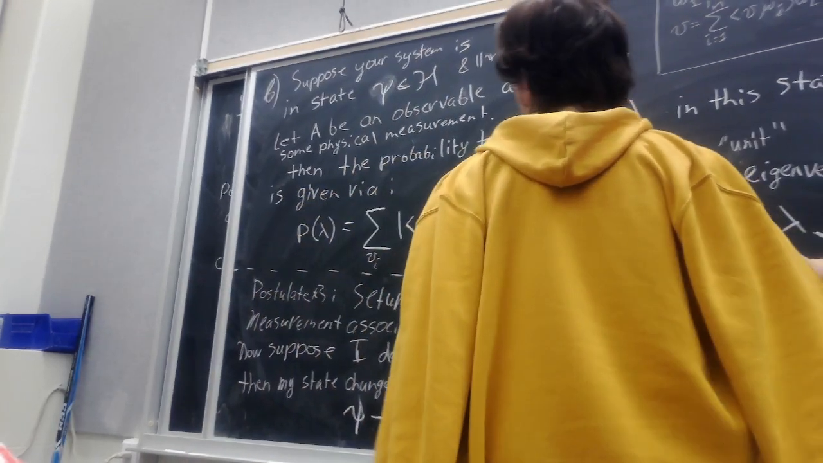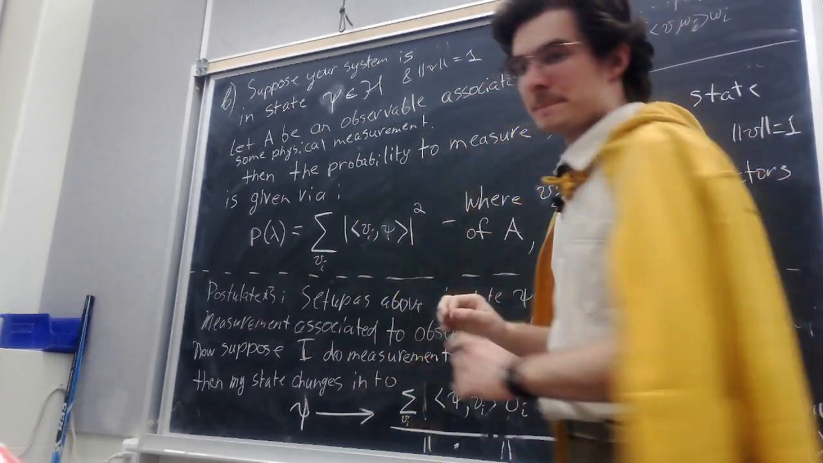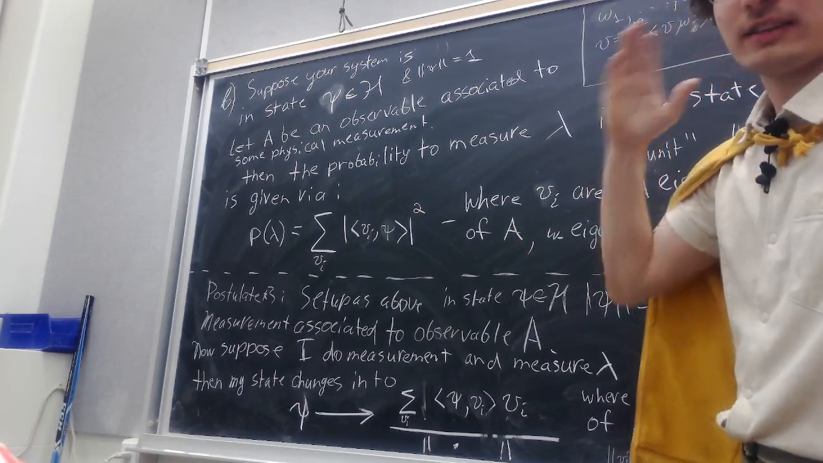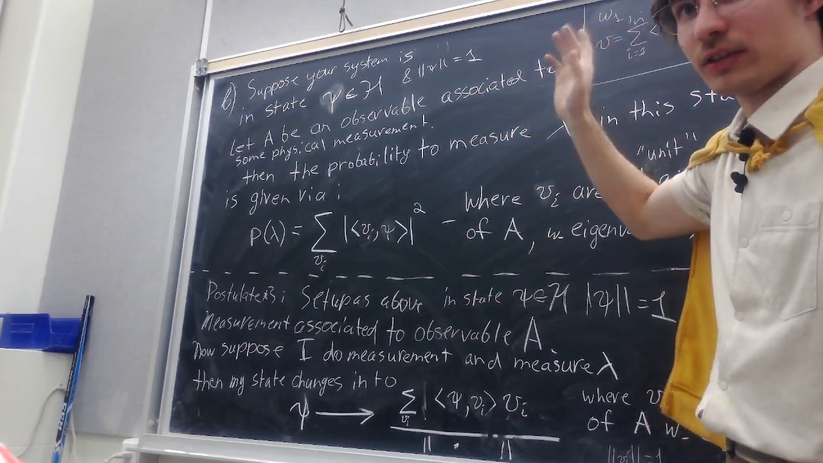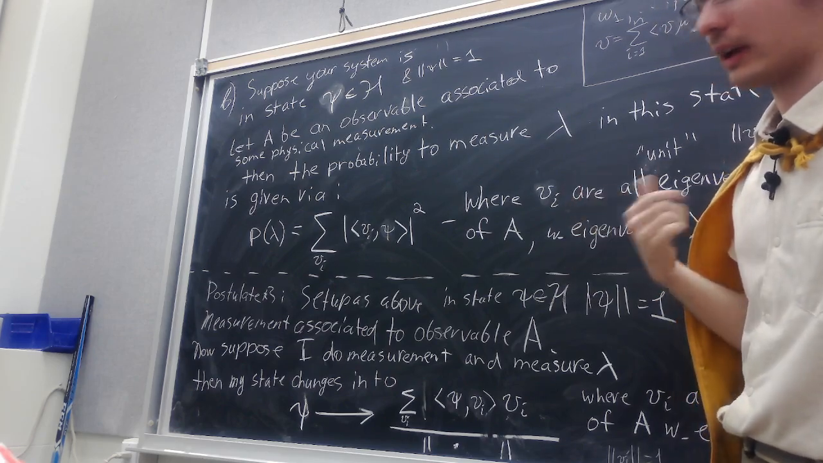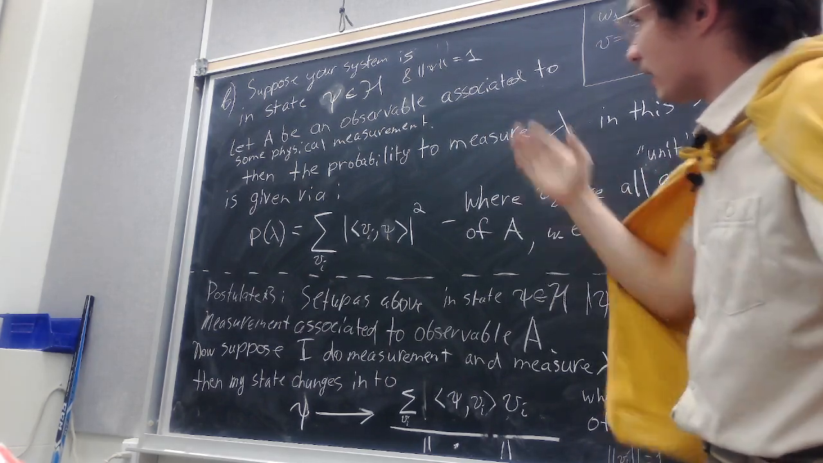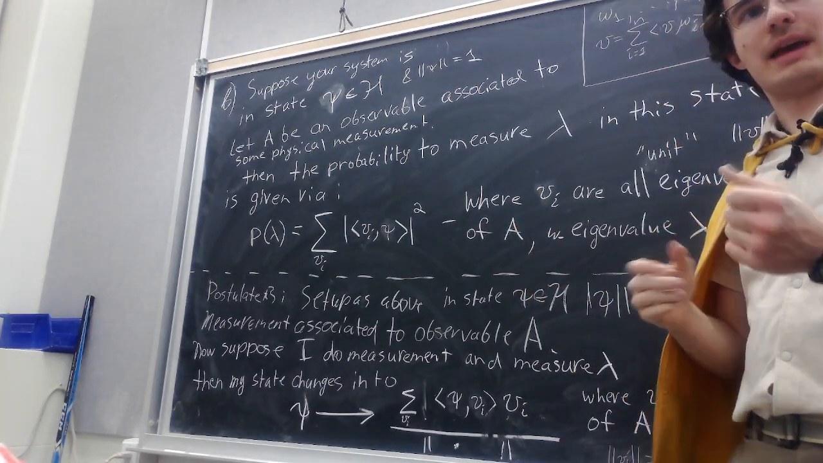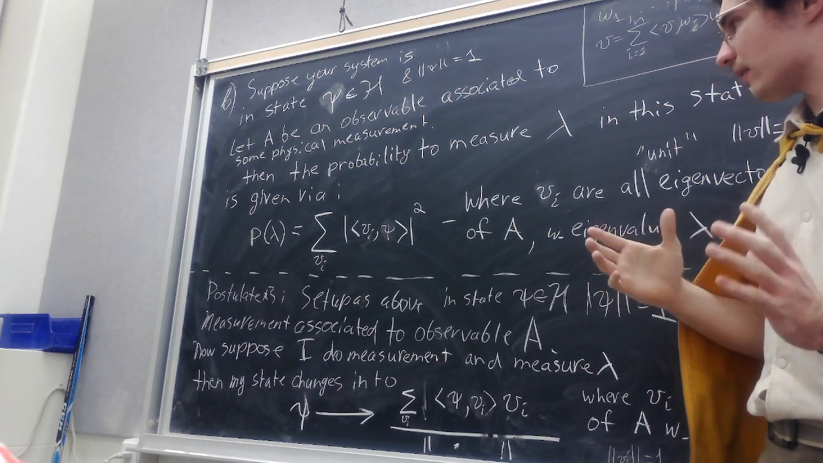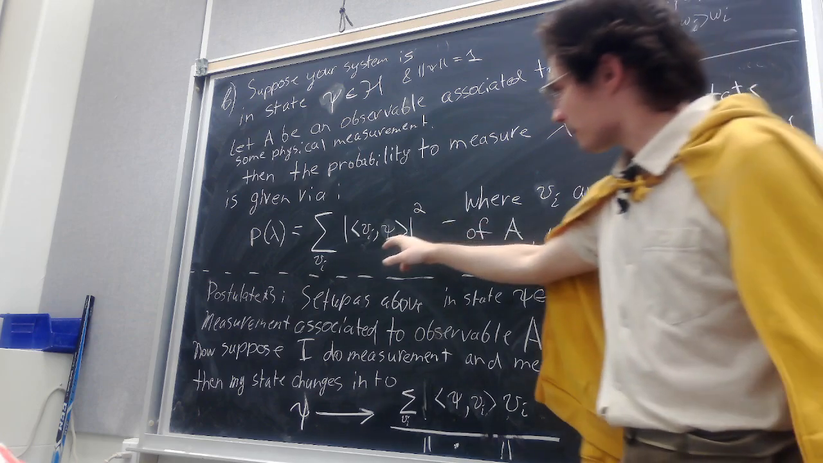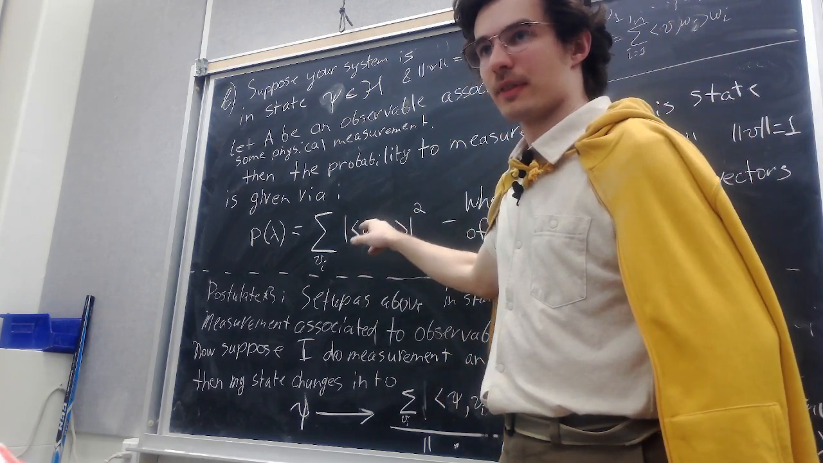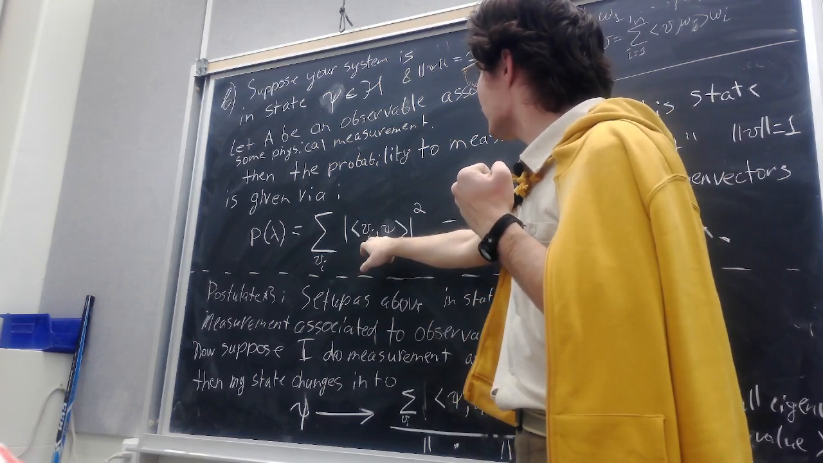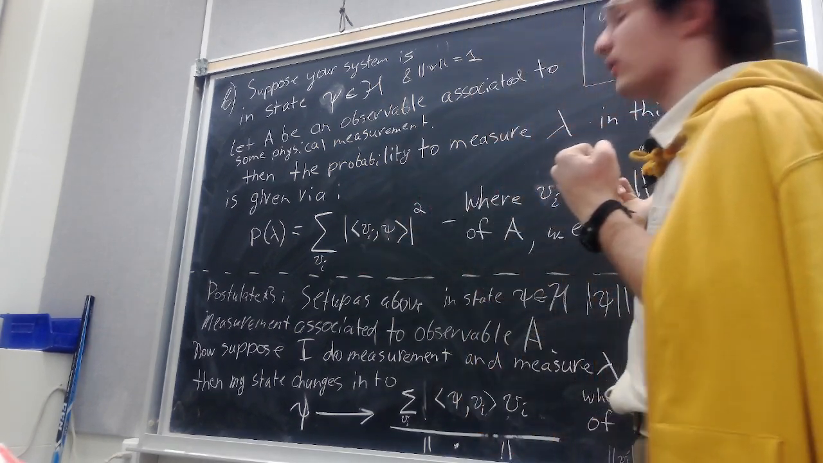Then I say the following. Suppose that my system was in state psi, and this is a normalized state, so it's a vector with length 1. Then, if I had an observable associated with some measurement, the probability to measure lambda in the real world is given by this formula, where I take inner products between my state and the normalized eigenvector of A that has eigenvalue lambda.